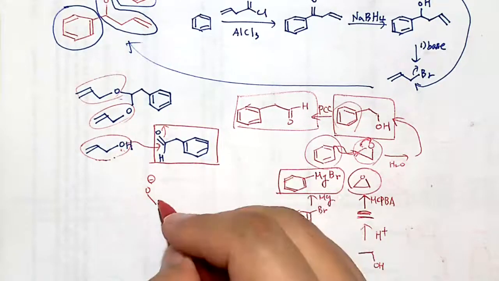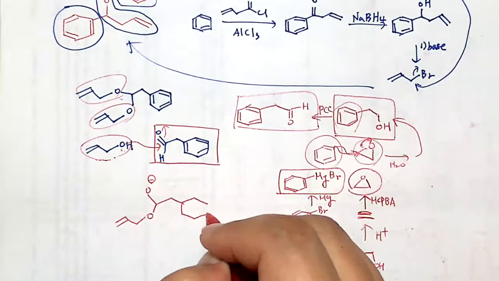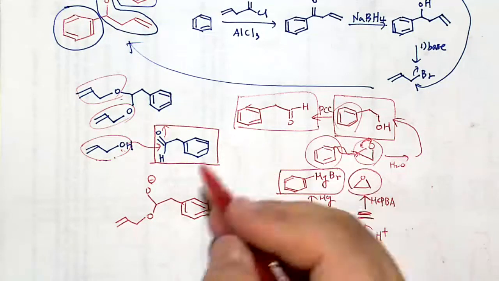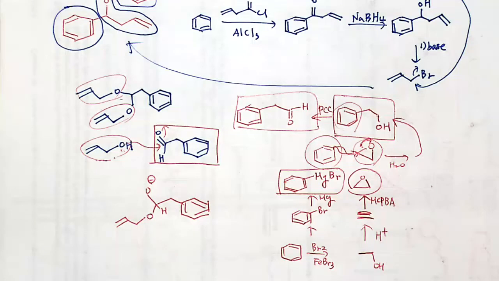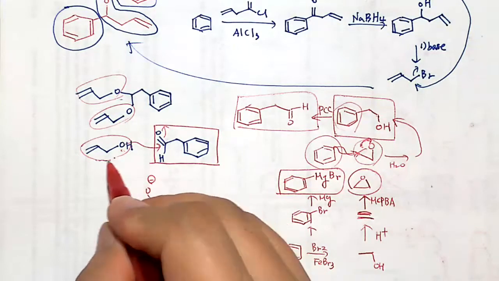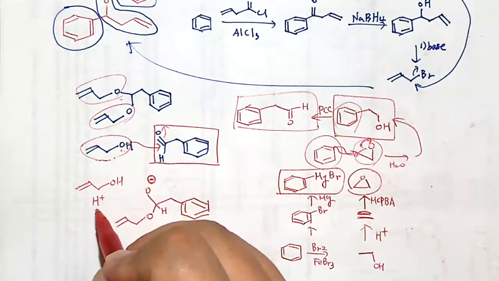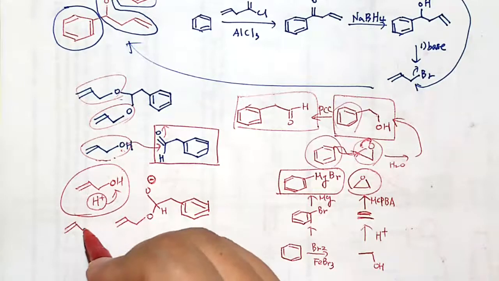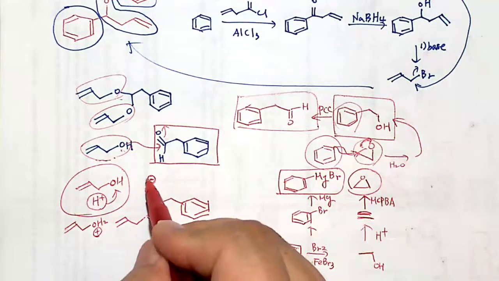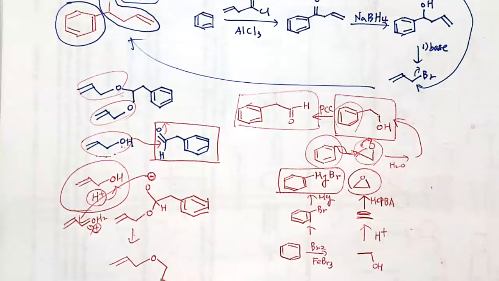I have O minus with OH, and then under, yeah, you'll have this O minus. Under acidic condition, this acidic condition with this alcohol will generate good leaving group OH. This O minus attacks, kicks out the leaving group, delivers acetal.